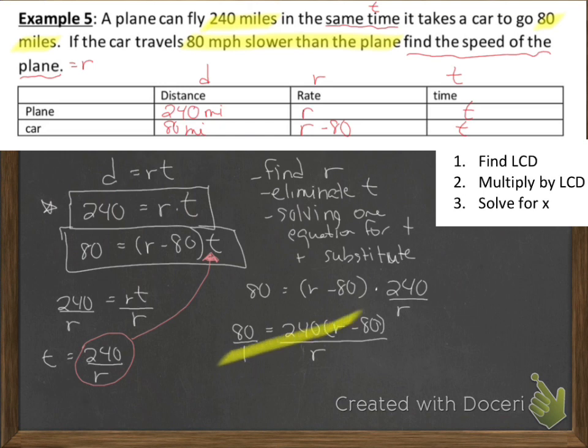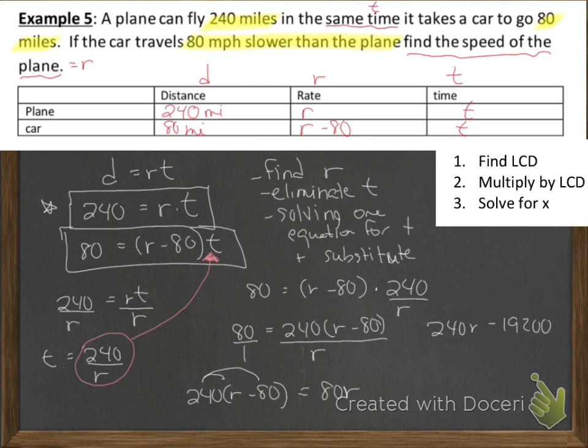So we're going to do 1 times 240 times the quantity r minus 80 is equal to 80 times r, or 80r. Okay, look at that. We now have a linear equation that we can pretty easily solve, right? So let's just do that. We can distribute this 240. We have 240 times r, so that's 240r, minus 240 times 80, that is 19,200. And that's going to be equal to 80r.